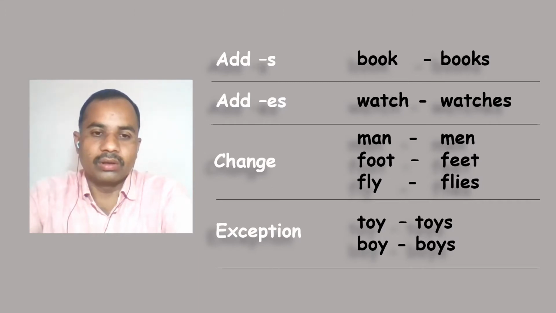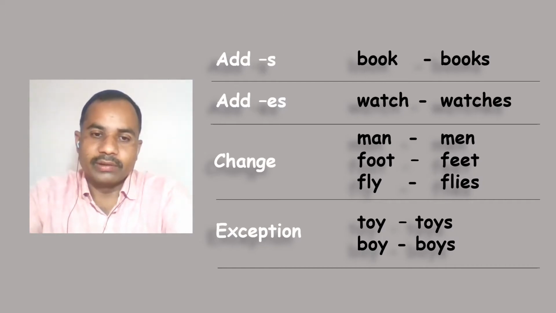For example, in fly we convert y into i and then we add es, but it does not always happen. So sometimes we have exceptions. For example, toy, and we have toys, and boy, boys. So how this y remains as it is and we add s. So you have to always look at what comes before y. If it is a vowel, for example in toy, before y we have o as a vowel, so we will not change y into i. We'll keep y as it is and then add s. For example, monkey and monkeys, so y will remain as it is.